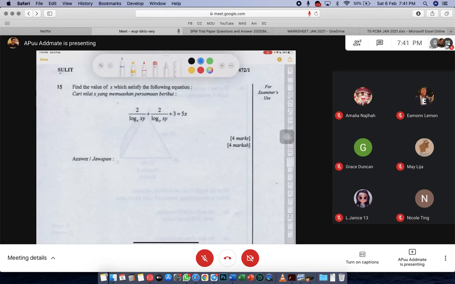Maybe at one certain point, you have to find something that lets you cross off the y. The y and y can disappear, you can cross them out, leaving only x. When I think that way, probably it works. So I do step by step. Oh, I see a part that can be cancelled, right? So this is what you can do first, right? When you see the first step here, you have 2 over log base x of xy, and then plus 2 over log base y of xy, and then plus 3 equals to 5x.